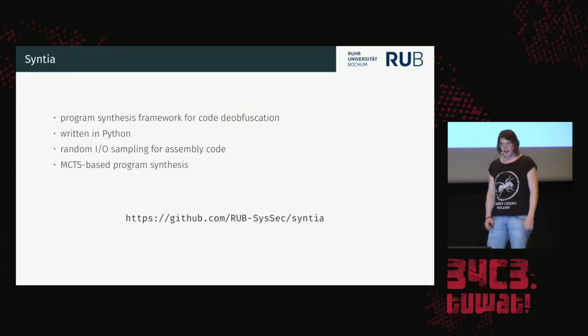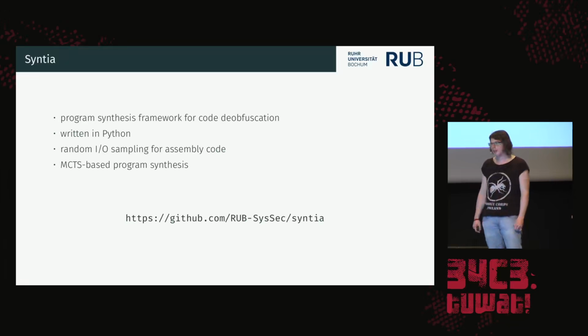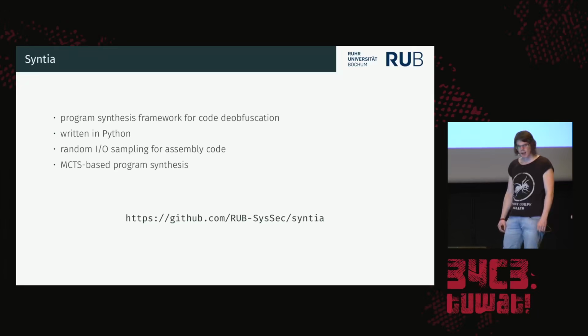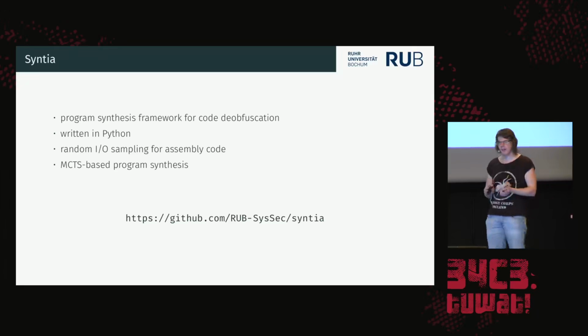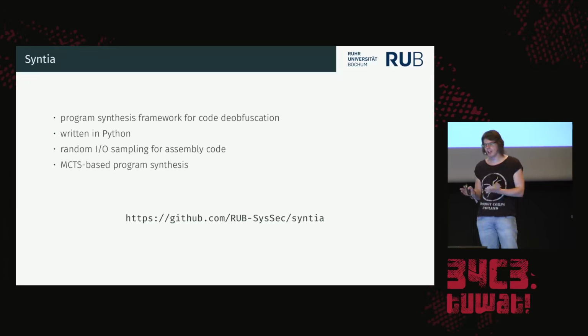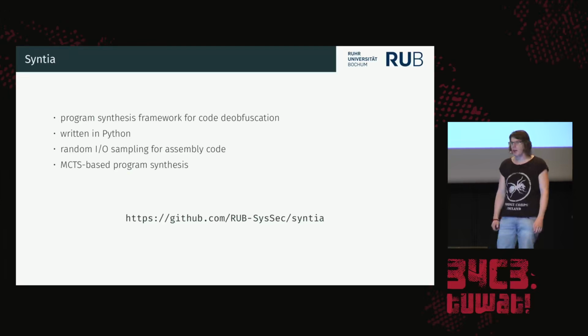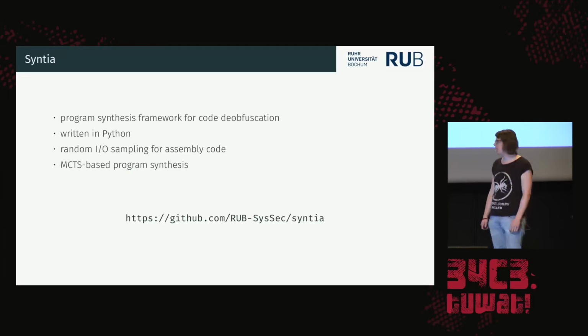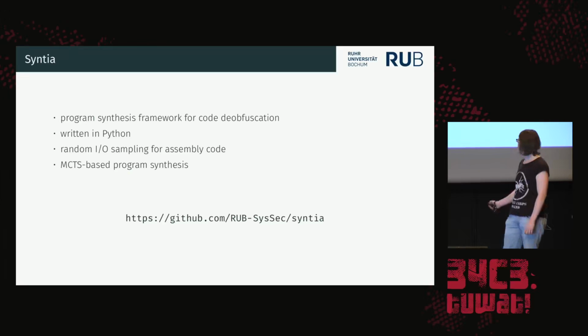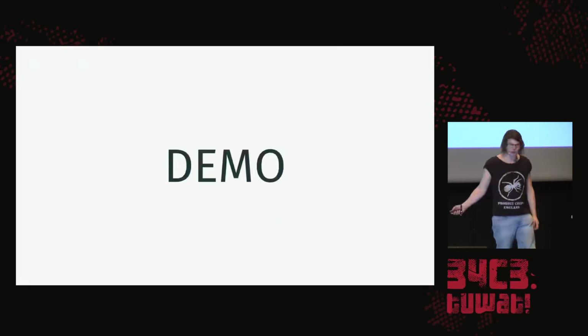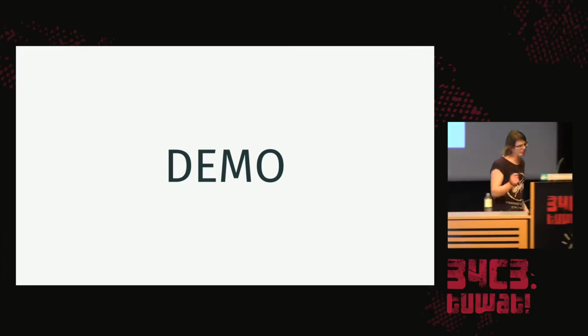What we did is that we implemented everything in our framework that we called Synthia. Basically, Synthia is a program synthesis framework for code obfuscation. It is written in Python. It performs random I/O sampling for assembly code based on the Unicorn engine. And it also implements MCTS, Monte Carlo tree search-based program synthesis, as a core. We published it under GPL version 2, and this is the link where you can get it. So we will just do a quick demo.